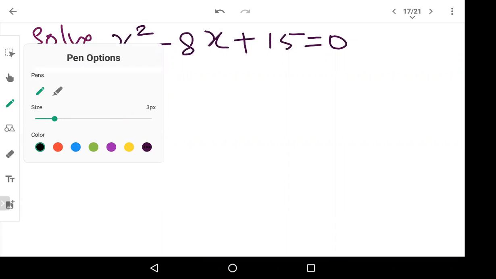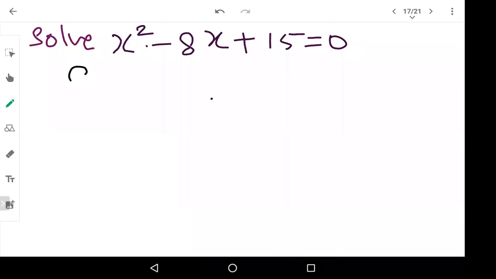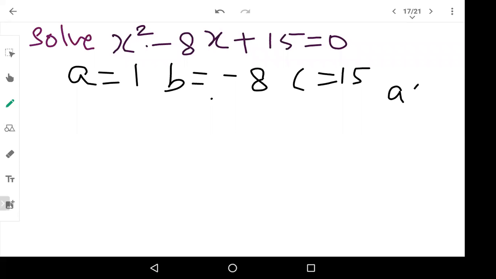Very happy. Okay, so now what is A? A is equal to 1. Yeah, correct, Suprita. Bhavya, correct. B is equal to minus 8. C is equal to 15. So A into C is nothing but 1 into 15, which is 15. So 15, what are the factors that you will get? 5 threes are 15.